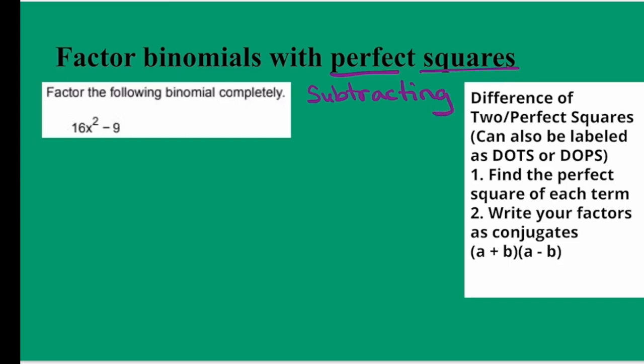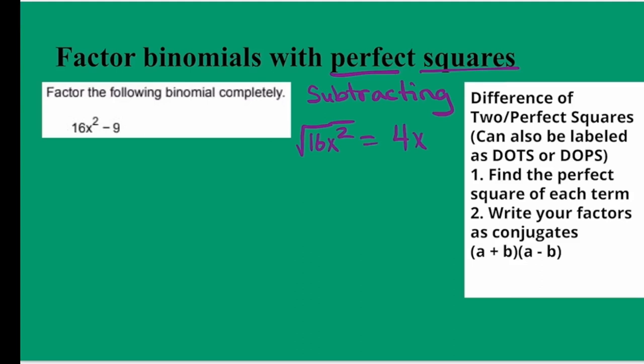So they're called different things. They can be called a difference of two squares, a difference of perfect squares. You might see it labeled as DOTS or DOPS. But pretty much what we're doing, the method is we're going to be finding the square root of each of these terms. So the square root of 16x squared is going to be 4x.